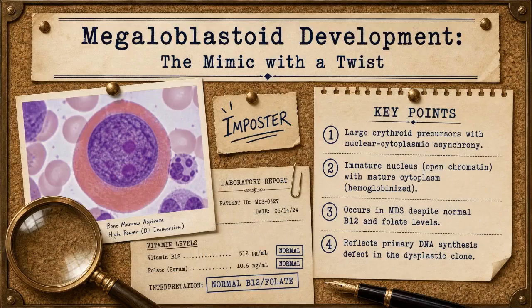Alright, histotechs, we've just covered the fascinating ring sideroblasts. Now, let's wrap up our discussion on dyserythropoiesis with a look at megablastoid development. This is a fascinating feature because it can mimic something else entirely, but with a crucial twist that points us directly back to MDS. Megablastoid features refer to the presence of large erythroid precursors in the bone marrow that exhibit nuclear cytoplasmic asynchrony. Remember we talked about this earlier?